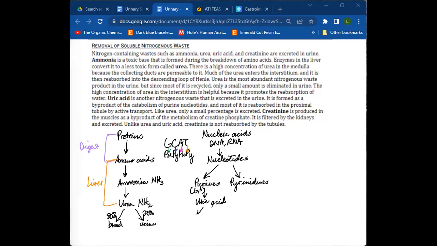And so the uric acid, let's say 90% of that is put back into the blood. That means that only 10% of that is found in the urine. So again, most of it is put back into the blood, and only 10% of it is in the urine. But still, urea is the most abundant nitrogenous waste.